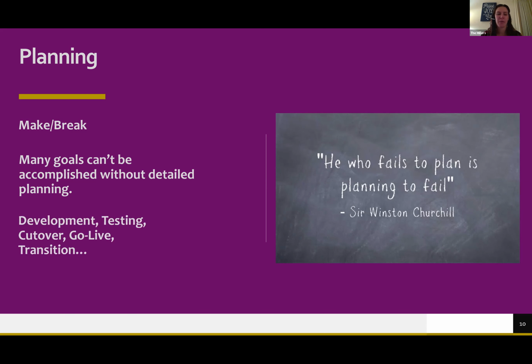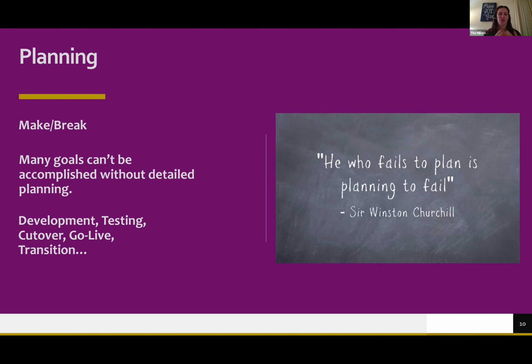So from a project management perspective in the professional world, I build detailed plans with my teams around development, testing plans, cutover plans, go live plans, transition to support plans, and project closure. All of those plans roll up into my project plan.